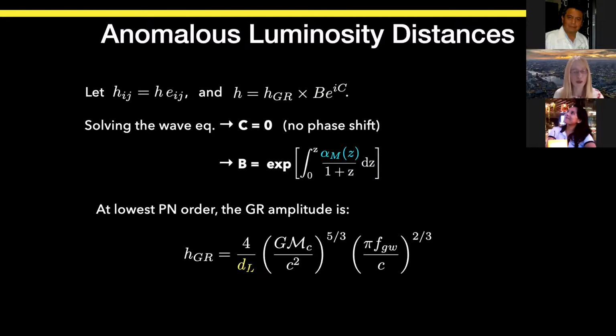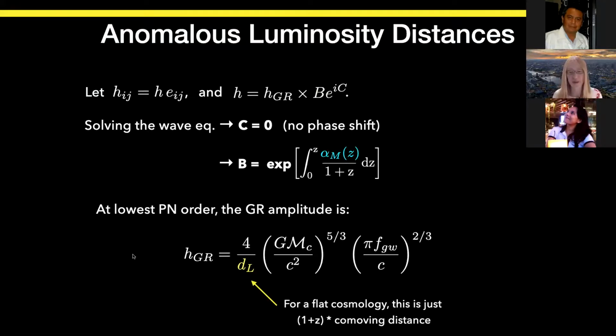Importantly for us, what sits in the denominator here is the luminosity distance to the gravitational wave source. Luminosity distance is just one of our standard cosmological distance measures. And for a flat cosmology, which is all I'm interested in today, it's just the co-moving distance multiplied by a factor of 1 plus z. So that's the GR prediction, but we said that's going to get multiplied through by this exponential factor.